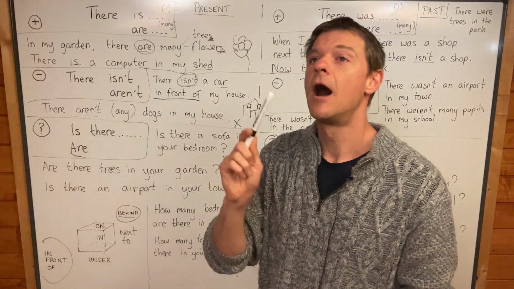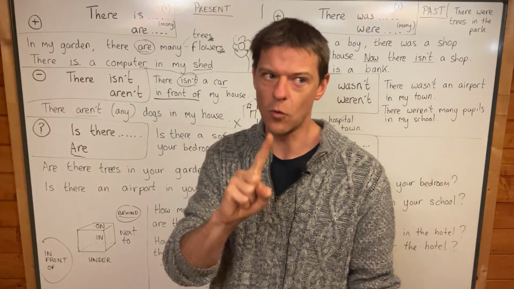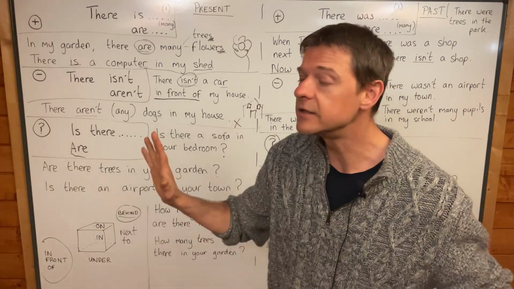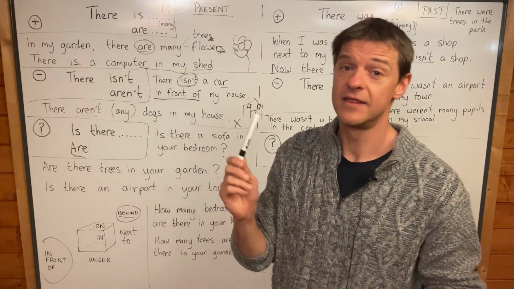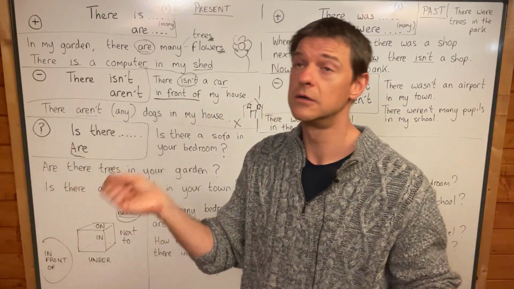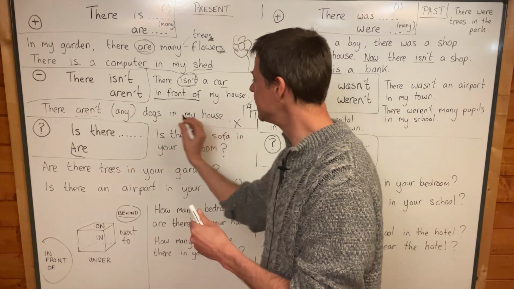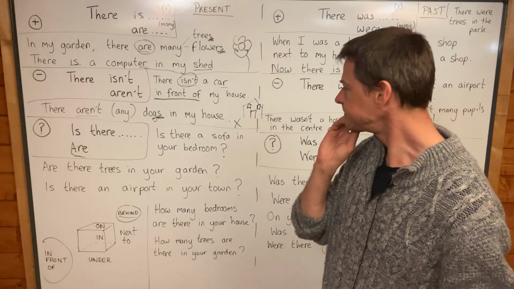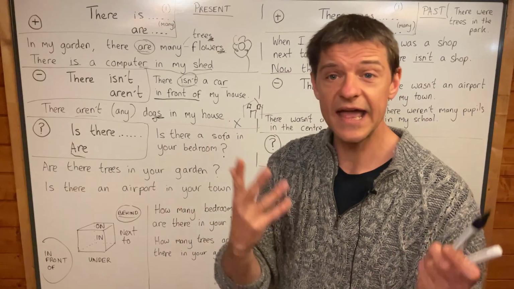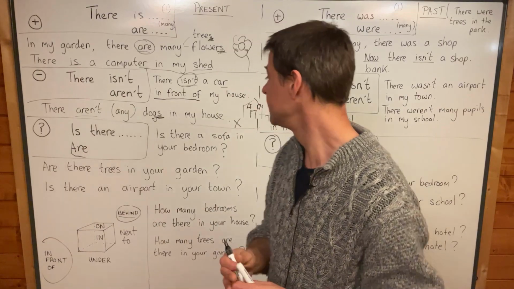You remember, I have 2 cats, one white cat and one brown cat. So there aren't any dogs in my house. There are 2 cats in my house. I have 2 cats, or there are 2 cats in my house. Are there any dogs in your house? Are there any cats in your house? Do you have any pets?